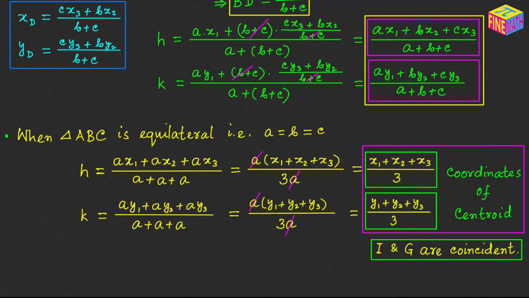So, as you can see, when the triangle is an equilateral triangle, the coordinates of the incenter and the coordinates of the centroid are exactly identical. That means both the points are coincident. I mean the incenter and the centroid are exactly the same point for an equilateral triangle. And this is a very important property of an equilateral triangle, so I thought I would present it in this video, that when the triangle is an equilateral triangle, its incenter and centroid will be the same point.